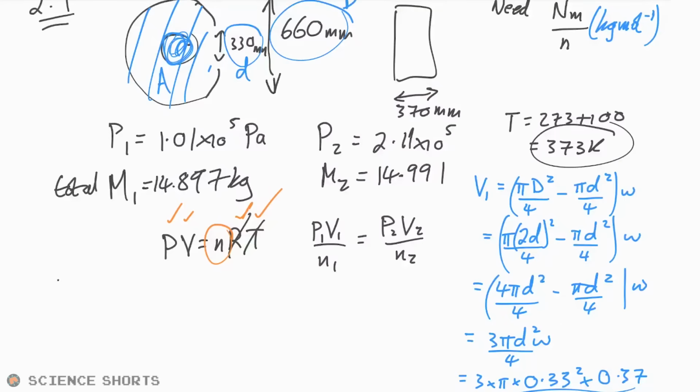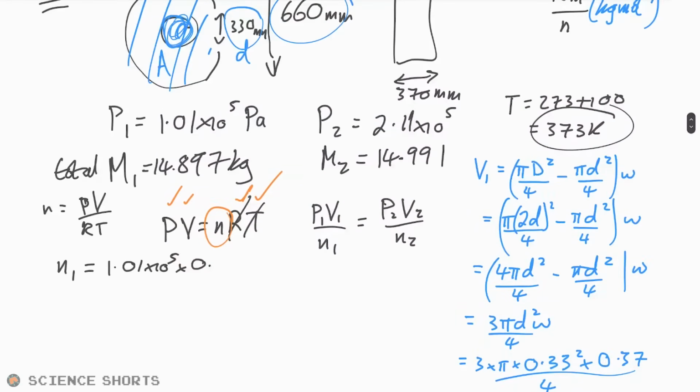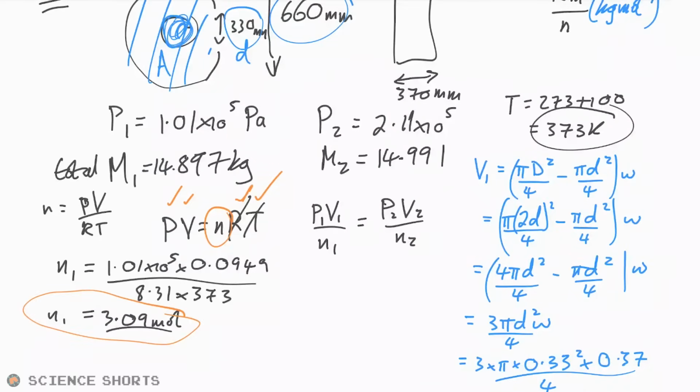That's good, isn't it? So N1, so let me just rearrange this. N is going to be equal to PV over RT. So N1 is going to be equal to, that's our 1.01 times 10 to the 5, times by our volume of, what do we say it was? 0.0949, divide that by 8.31, times that by 373 Kelvin. And that gives us 3.09 moles. Cool. So we have our number of moles to begin with. That's going to be helpful because we know we need our molar mass in kilograms per mole.